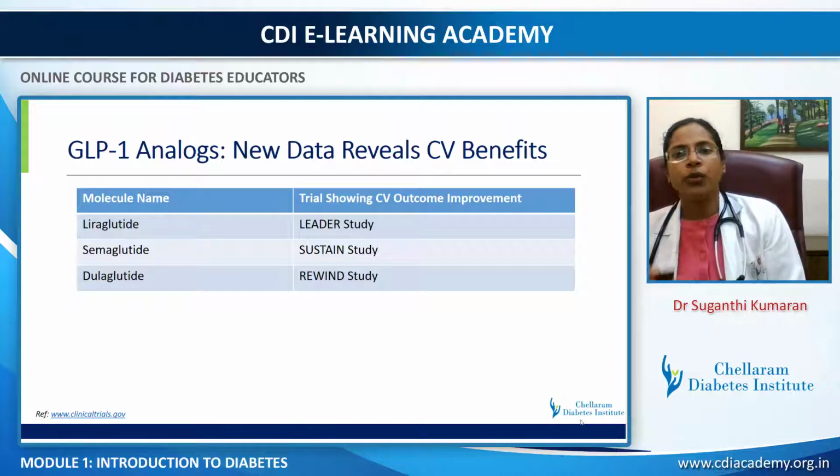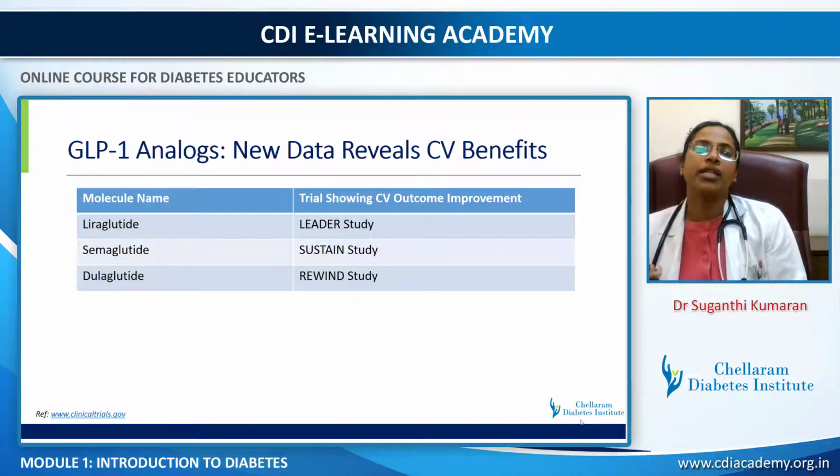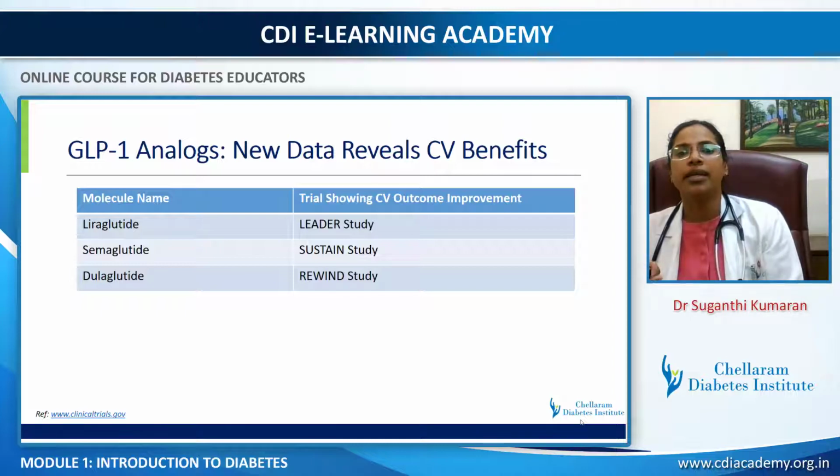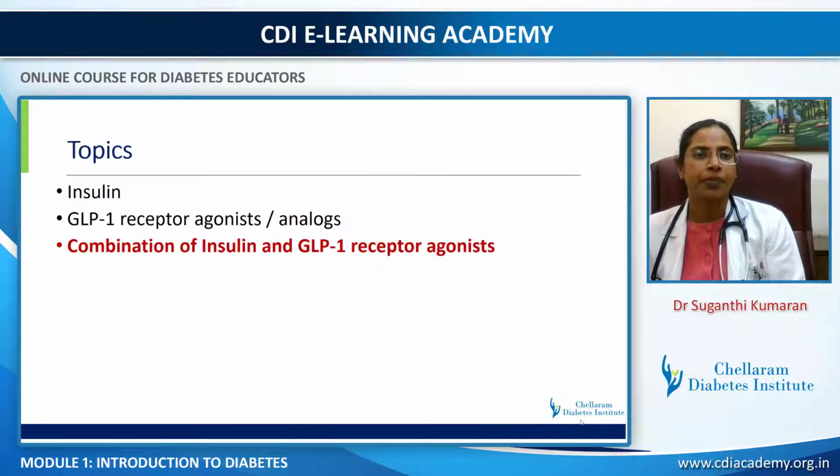And the new data which is revealing cardiovascular outcome improvement for each of these are these studies. For example, in liraglutide, it's the LEADER study which showed a good improvement in the cardiovascular outcomes. Semaglutide, the study is the SUSTAIN study. And for dulaglutide, the study which shows improved cardiovascular outcome is the REWIND study.